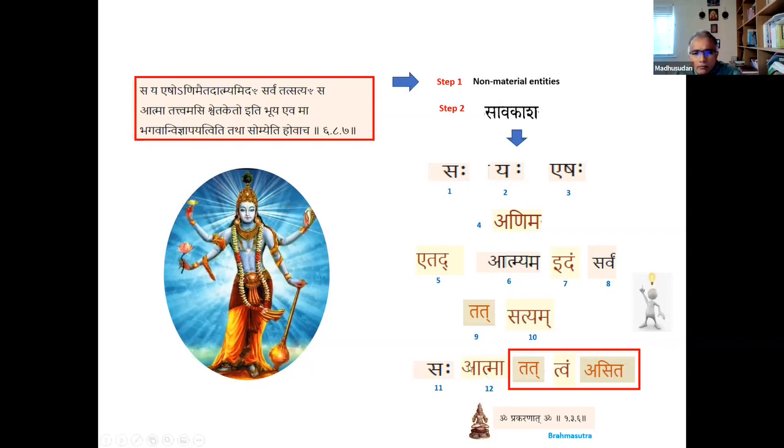There are 12 words before Tat Tvam Asi, and we spent very briefly on them last time. Saha, Yaha, Eshaha, Anima, Etad, Atmyam, Idam, Sarvam, Tat, Satyam, Saha, Atma. So these 12 adjectives are given to the Supreme Being. And then it says Tat Tvam Asi. We need to understand the context, as Vyasa advises us again and again, Prakaranat. Take the context and understand what Uddalaka is saying about that Sat, that pillar to which this bird is attached. Let's not forget that. This is the context here.